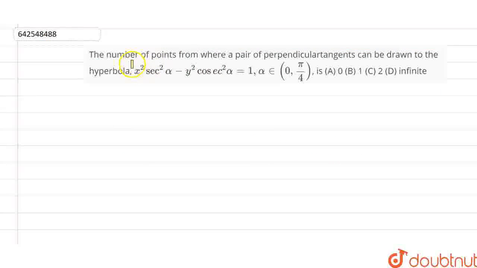Okay, so the question here we have is: the number of points from where a pair of perpendicular tangents can be drawn to the hyperbola x square sec square alpha minus y square cosec square alpha equals 1, where alpha belongs to the range from 0 to pi by 4. We have to basically find the number of points from where a pair of perpendicular tangents can be drawn to this hyperbola.